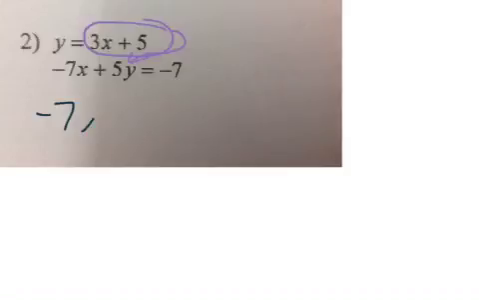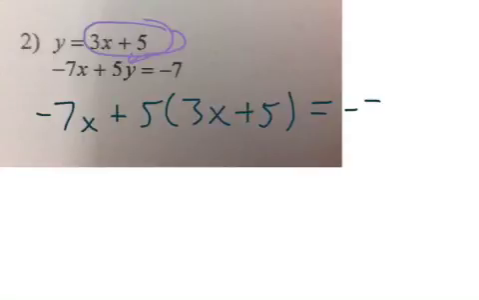So what we have here is negative 7x plus the y, which is now 3x plus 5, equal to negative 7. So again, notice I took this 3x plus 5 and I literally put it in for y in the second equation. Okay, so now it's just a matter of algebra and solving the equation.